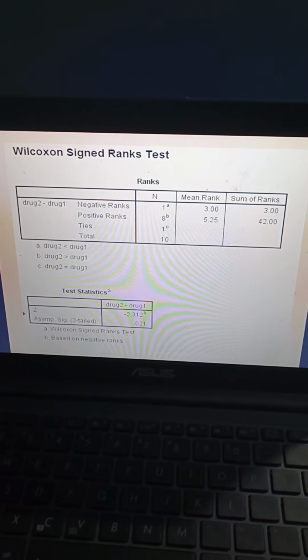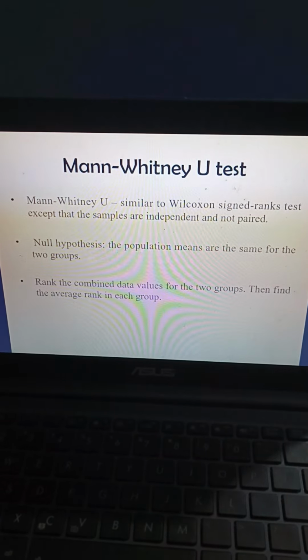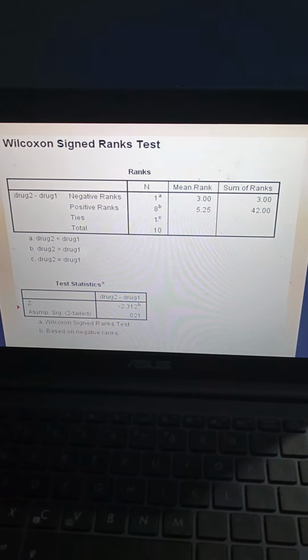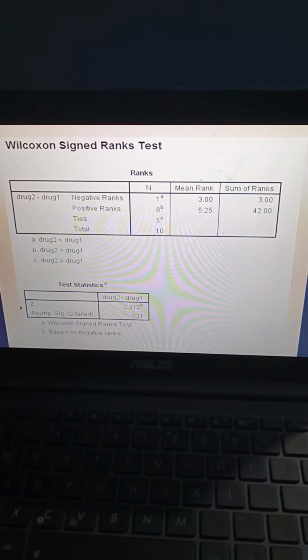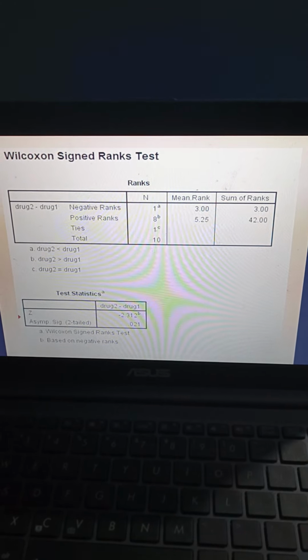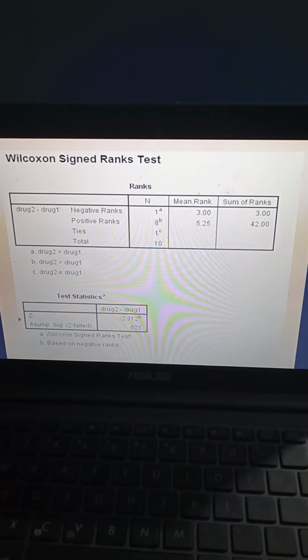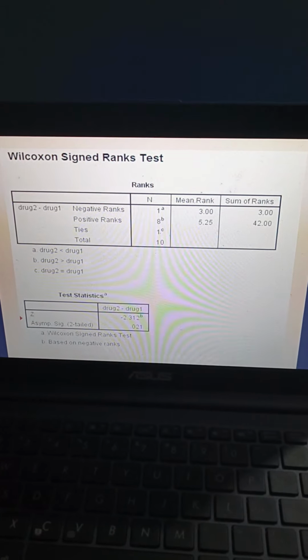Then the Wilcoxon sign rank test was done, and it was found that Z value is minus 2.312 and significance assumed 0.21. So like this the Wilcoxon sign rank test was done.